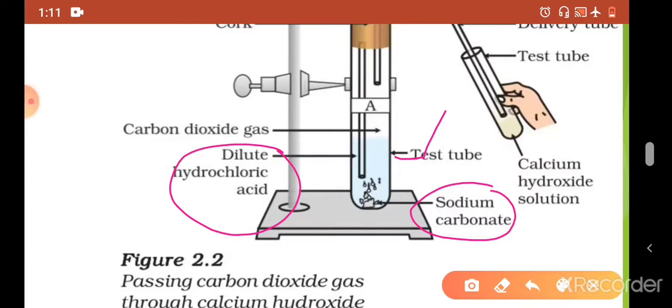So our reactants are clear: sodium carbonate, that is Na2CO3, and dilute HCl. When they are mixed together, again we see the bubbles. So what are the bubbles about? These bubbles are of carbon dioxide gas.